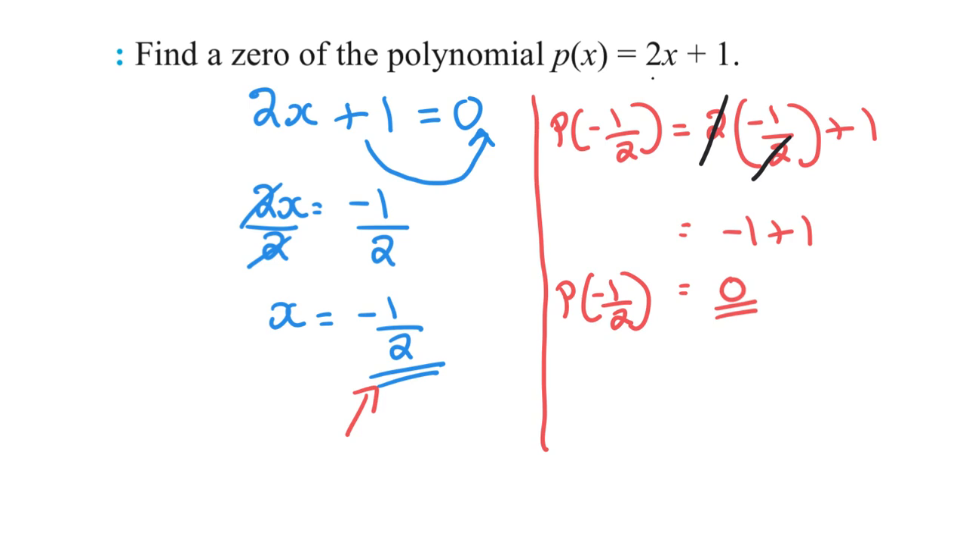So basically, if you want to find the zero of a polynomial, make the polynomial equal to 0, equate it to 0, then solve and find the value of x. You already know from your lower grades how to solve equations. Let's try another problem.